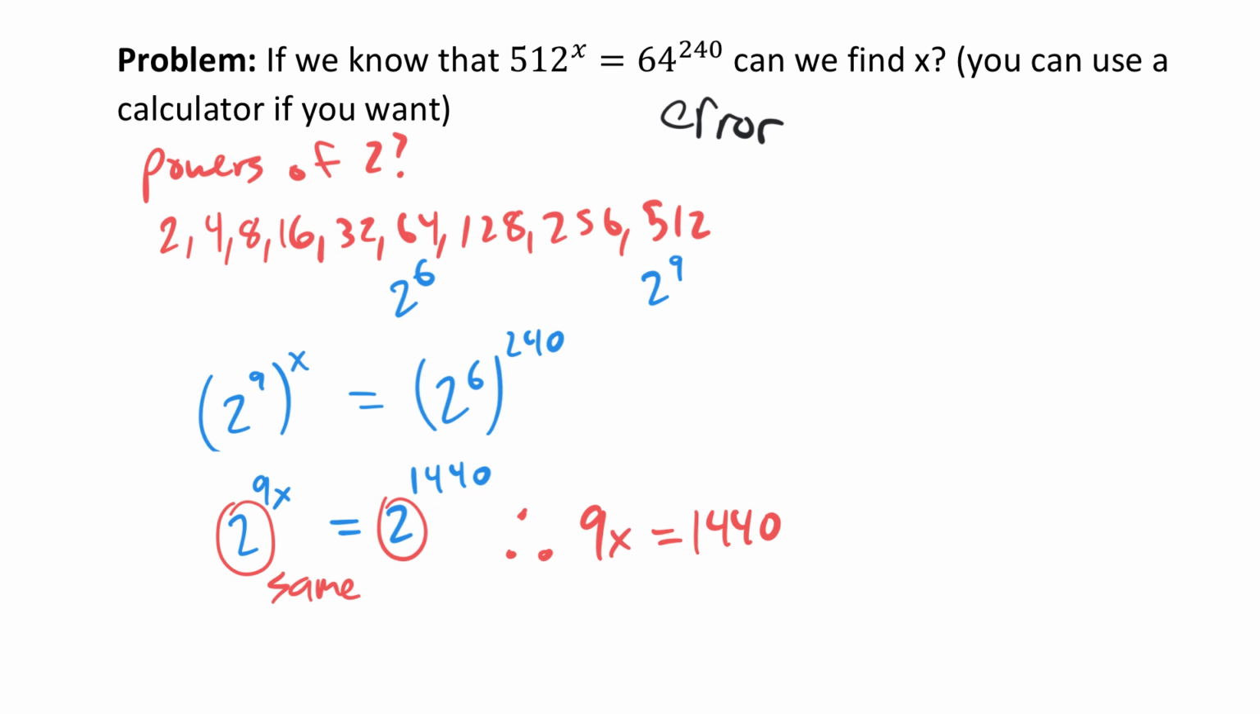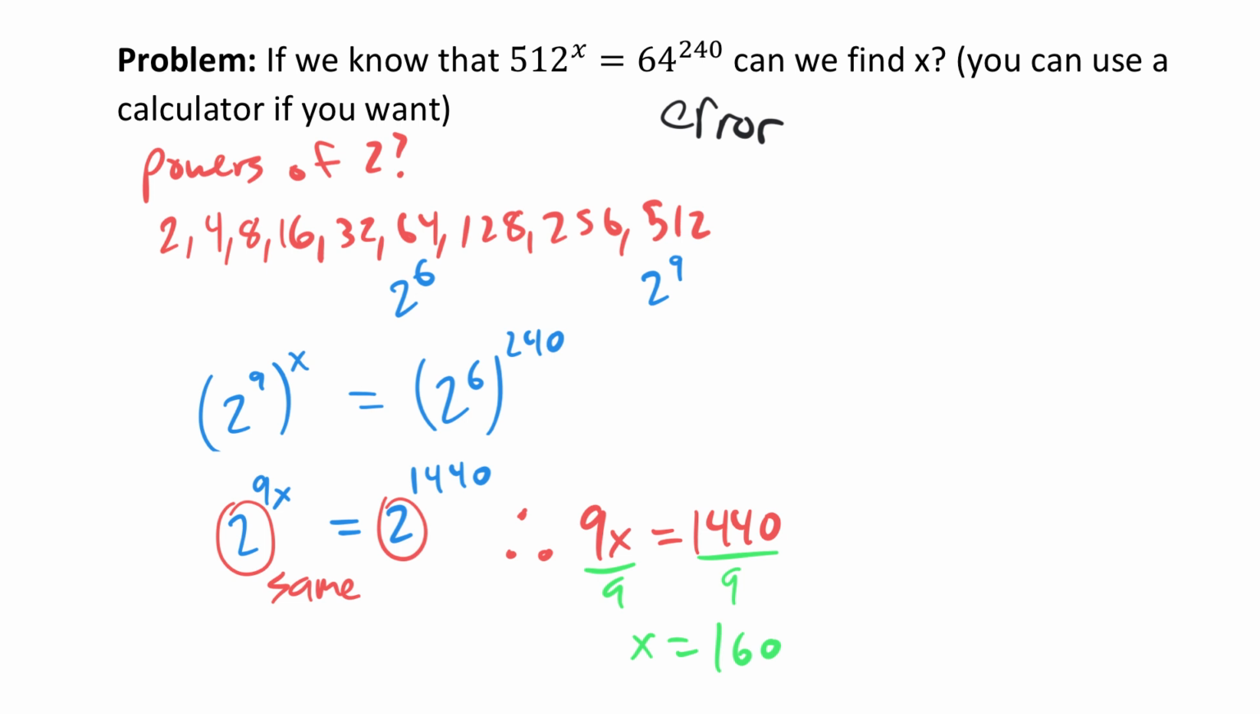Sometimes you can think about this as having the same base and then you drop the base. But I don't like to cross off the base because we're not really canceling something. But we can say the 9x has to equal the 1440. Well, now this is just sort of regular algebra. Divide by 9, and we get x equals 160. Now that's pretty good, but it's hard to verify on our calculator.